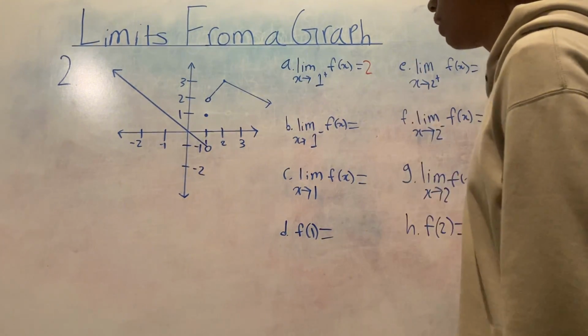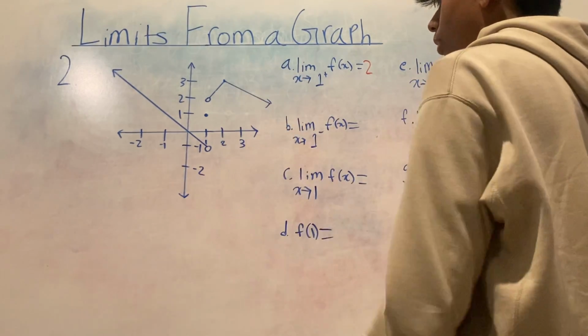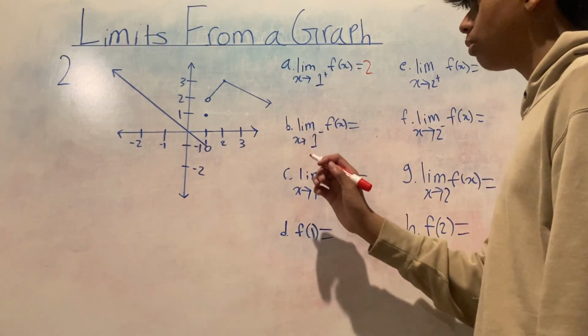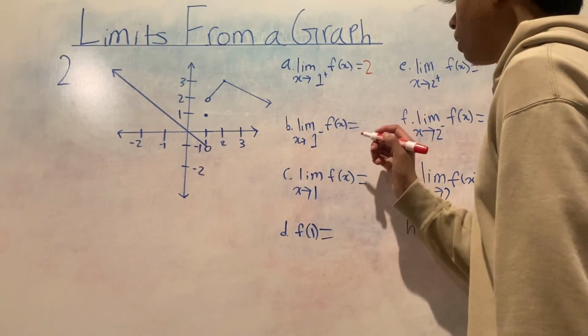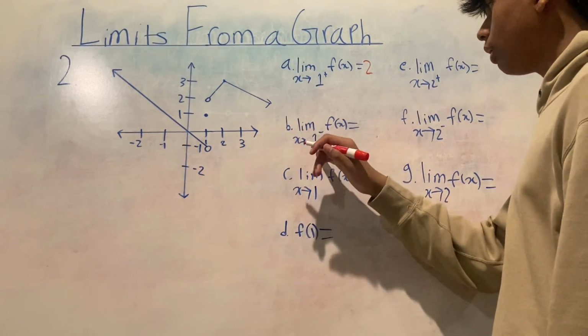And it doesn't matter if there's a hole, because when we say limit, we're not actually getting to that point. We're getting infinitely close, but it'll never get to that point. It's sort of like an asymptote where you'll get infinitely close to the asymptote, but you'll never be able to touch it. So B asks us, find the limit as x approaches 1 from the left.